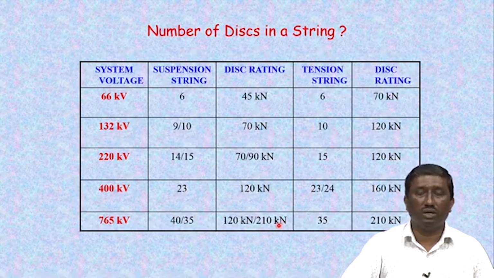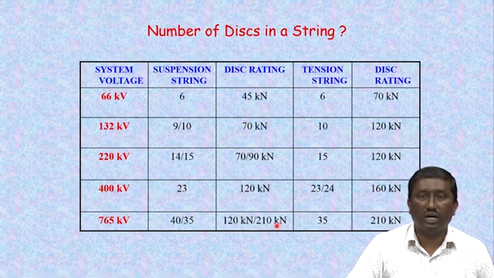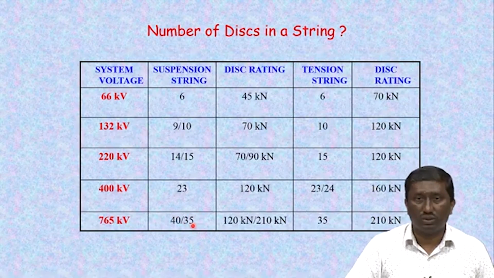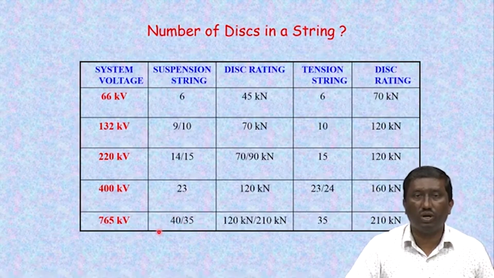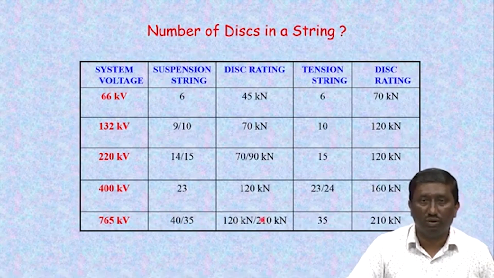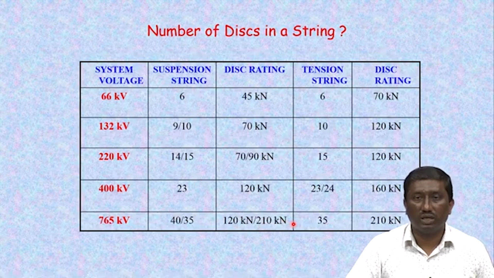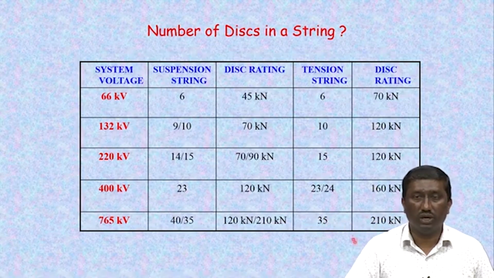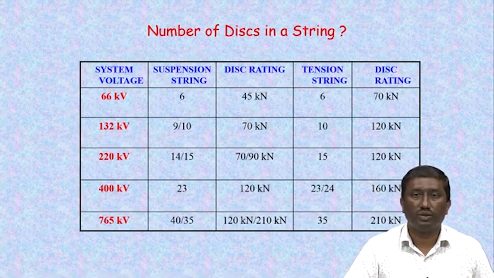Now, in some places where higher mechanical load is required, they further go for 320 kilonewtons or 420 kilonewtons. In that case, the number of insulators decreases from 35 to 29 or 30. So it could be 40, 35 or 29 to 30, depending upon the creepage and the mechanical strength of the insulators used. For tension, usually if it is 210 kilonewton, 35 are used. If it is 320 or 400 kilonewtons, the number gets reduced by 5 or 6.